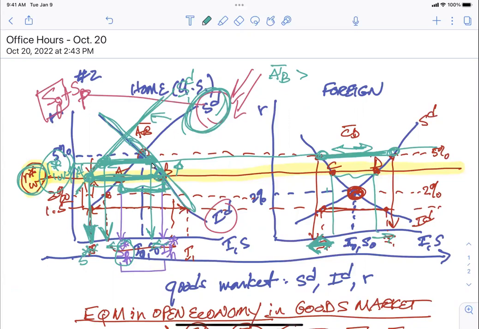And how do you know that? Because over here, this is bigger, right? And it's just the opposite. So even if you don't get your graph exactly right, you can get it from the foreign country.